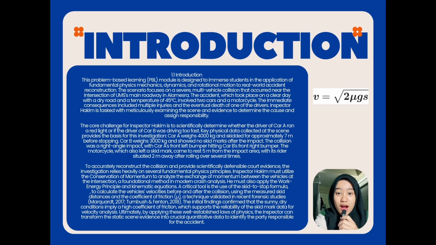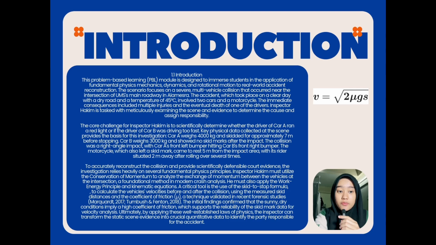Hello everyone. Our task is a problem-based learning module centered on accident reconstruction using physics. We are investigating a severe multi-vehicle right-angle collision that occurred in Alamusta, resulting in a fatality. Inspector Hakim needs to scientifically determine responsibility. The central question is, did the driver of car A run a red light or was the driver of car B driving too fast? This is a case where static evidence must be converted into dynamic proof.